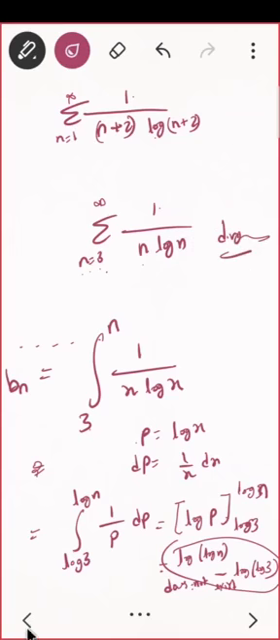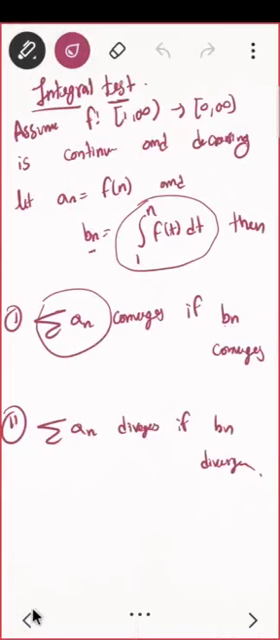Do you agree? Go to the statement. What was that? If this bn is convergent, then I will say this series is convergent, otherwise not. Correct?